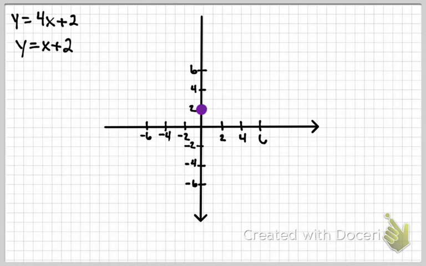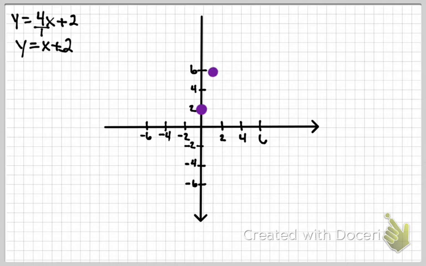Then from that point, what does the slope tell me I need to do? Up 4 across 1. Up 4 over 1. Please don't forget that that's actually over 1. Anytime you have a whole number, it's over 1. You don't do 0. That would be an undefined slope. So we've got to go up 4 over 1 and plot our point.